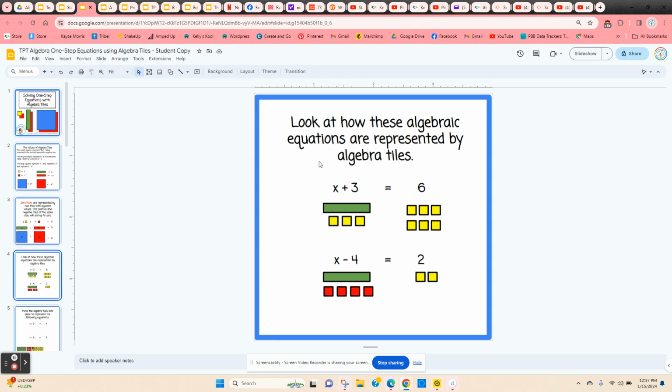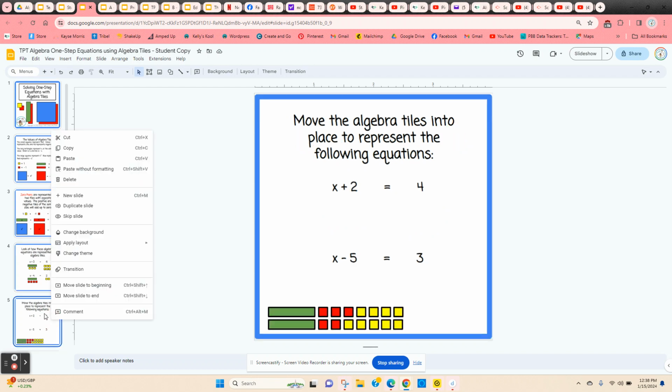So you're going to show students then how to represent an equation, a one-step equation, using algebra tiles. So x plus 3, well, this is x, the green, and 3 would be 3 small squares. And then 6 would be 6 of the small positive squares. X minus 4, that means we've got 4 negatives, equals 2.